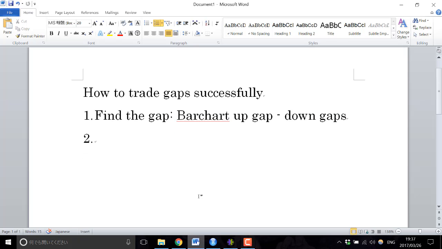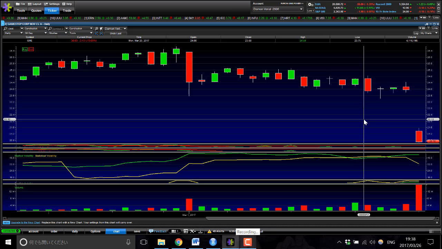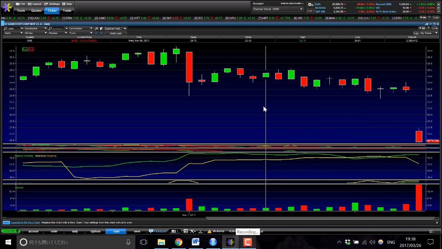Next, we're going to want to ask ourselves, is this an area gap or a breakaway gap? Now, if you've taken my course on gap trading, you know the difference quite clearly between the area gap and the breakaway gap. But if you're new to gap trading, you might not know the difference. And the difference tells you how to trade the gap.